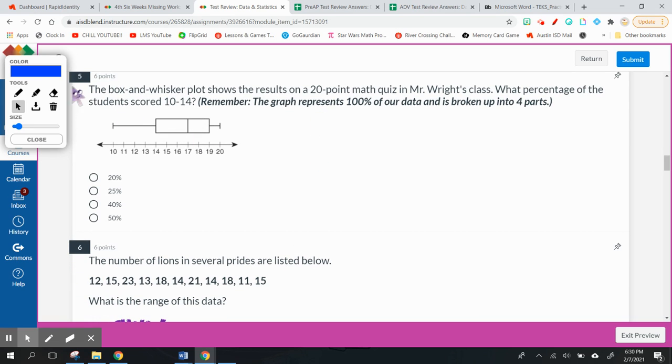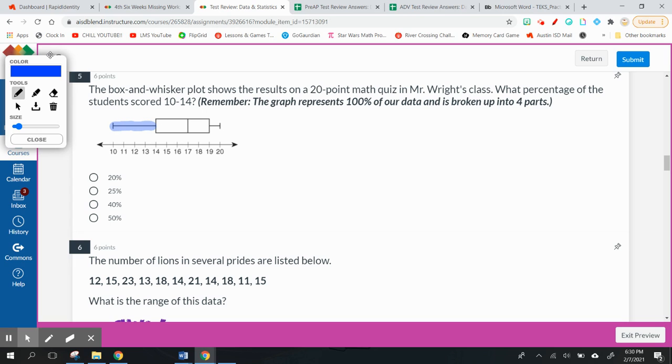Box and whisker plots. Oh man, box and whiskers. This box and whisker plot shows the results on a 20-point math quiz in Mr. Wright's class. What percentage of the students scored 10 to 14 points? All right, so I'm going to highlight that section. 10 to 14 points. That's this section right here. So I gave you guys a hint, but let's think about it, right?